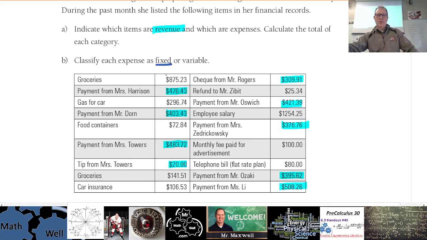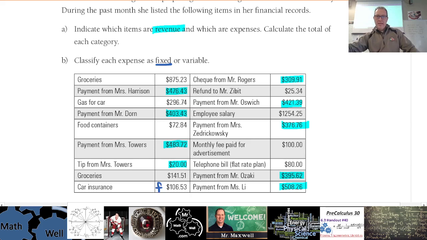Which one of these do you think would be fixed? Would groceries be fixed? No. It depends on how much you eat, I guess. Gas, depends on how much you drive. What about food containers? I guess that depends. It depends. If they're buying the same amount. Yeah, it depends. If it depends on the jobs that you get, then that could be variable, I would say. So groceries, again, that's obviously different than the first one, so that's going to be variable. Car insurance, that might be a fixed one.